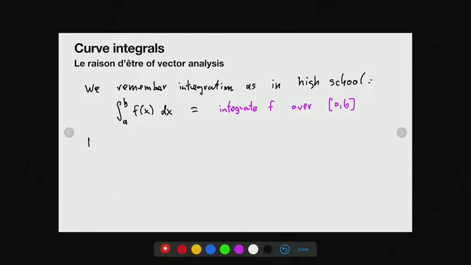Next, we want to generalize this. Namely, we want to generalize that in the following direction. Instead of integrating over an interval, we now integrate over a curve. Of course, we need to settle what a curve actually is, and what it means to take an integral of some function over a curve. That symbol, which we will discuss later, means integration of f over a curve.